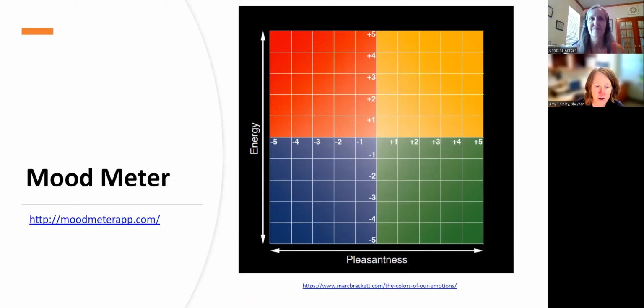Can you place your current emotional state onto one of these 4 quadrants? How pleasant do you feel from -5 to +5? How much energy from -5 to +5 is running through your body? What is the color of your quadrant? And if you feel comfortable, please put that in chat.